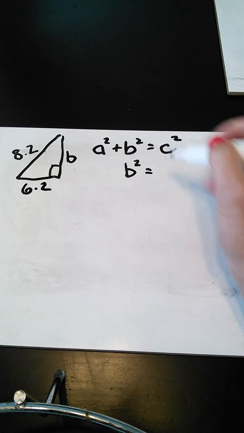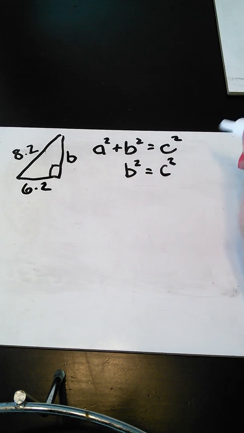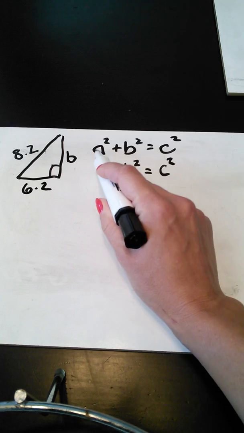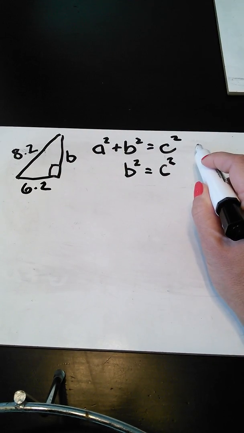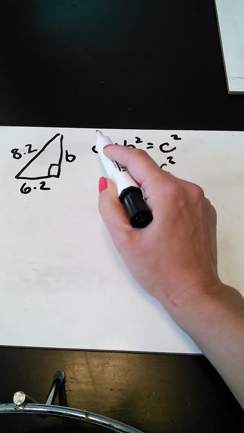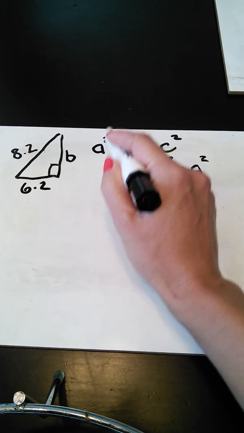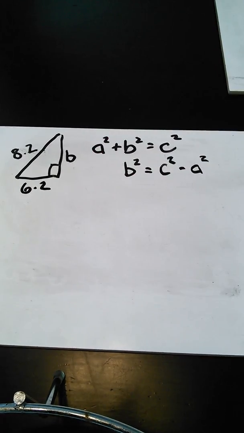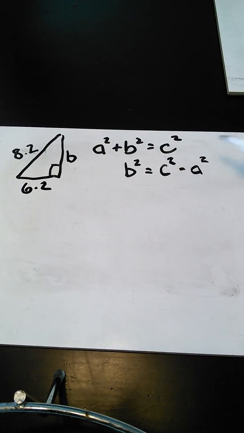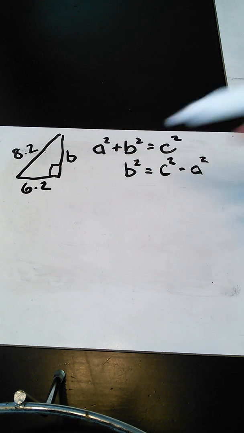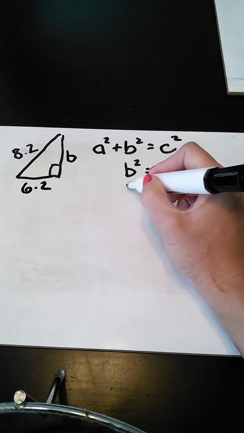So b squared, the b is what we want to know. So I'm isolating that. I'm going to keep my c squared how it is, and I'm going to move my a squared over here. So I'm adding on this side, I subtract a squared on this side. Or to get rid of the a squared, I have to subtract an a squared. Whatever I do on one side, I need to do on the other side. So this is our algebra here, just rearranging the formula first. After we've rearranged it, then we can start plugging in our numbers.